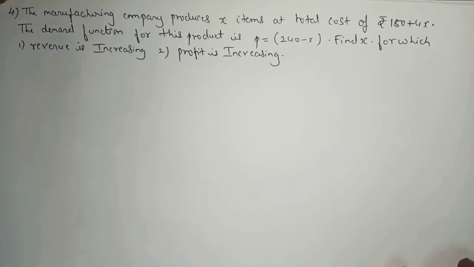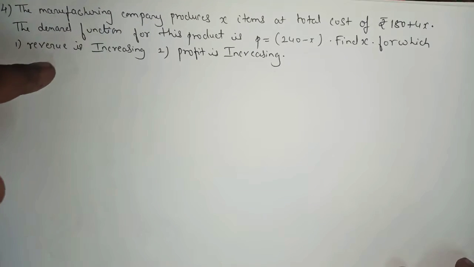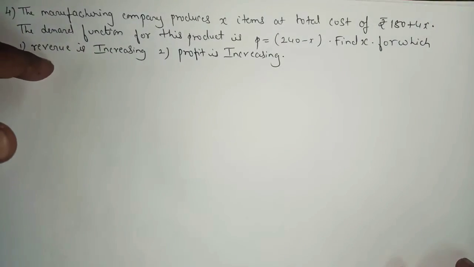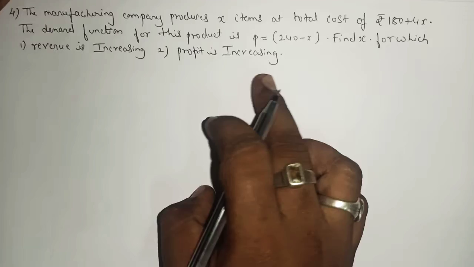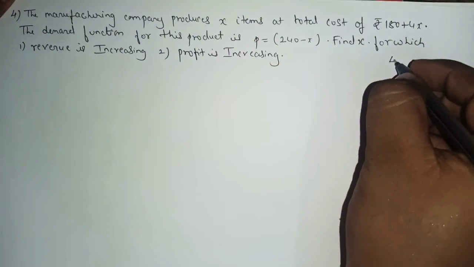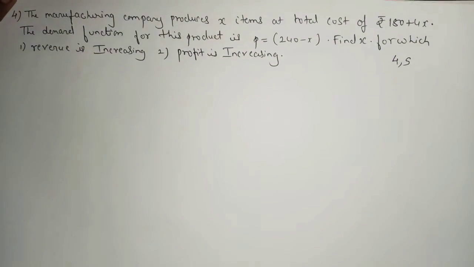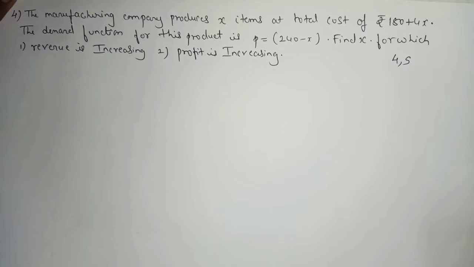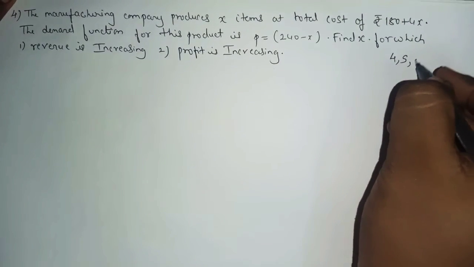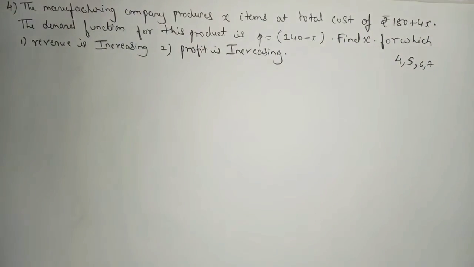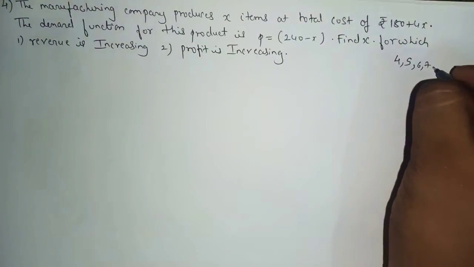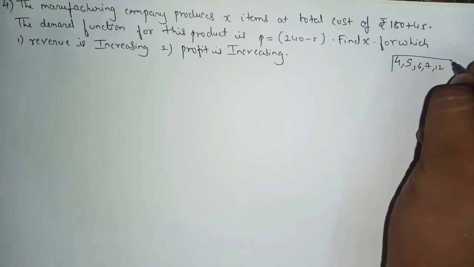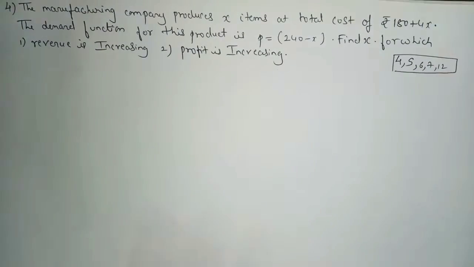So please don't skip any sums based on when the revenue is increasing or decreasing, and profit is increasing or decreasing. As in the exercise, you will see the fourth, fifth, sixth, seventh, and there is one more sum, question number 12. These five sums are based on this concept.